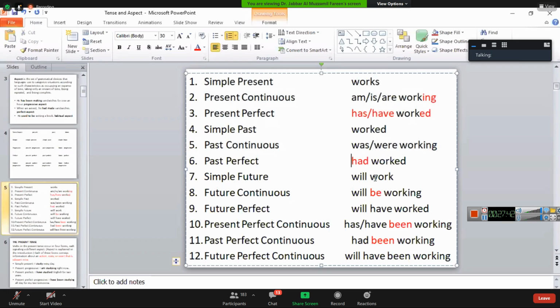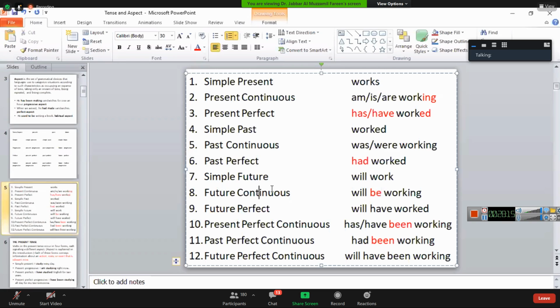Now simple future. In simple future, the present singular form goes with the auxiliary verb will work. Future continuous: from here you are using be forms. Till here you will not be using be forms. Future continuous will take the be form. There are 2 auxiliaries from future continuous, so will be working. Being continuous, it is ing.